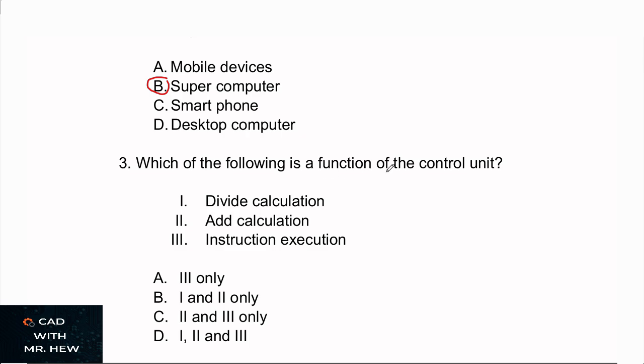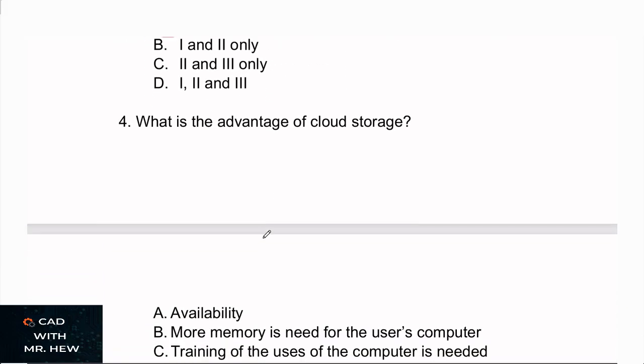Which of the following is a function of the control unit? 1, we have divide calculation, then we have add calculation, then we have instruction execution. So for A we have 3 only, B we have 1 and 2 only, C we have 2 and 3 only, and in D we have answers 1, 2, and 3. So the answer is D. All right, so we're going to go to question 4.